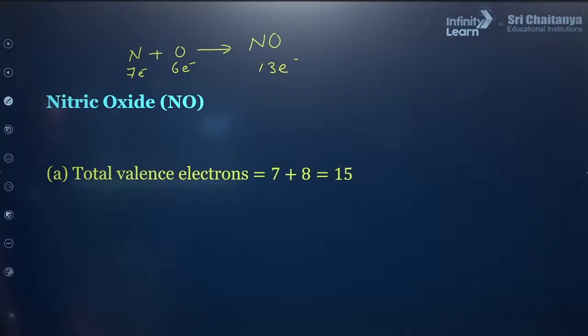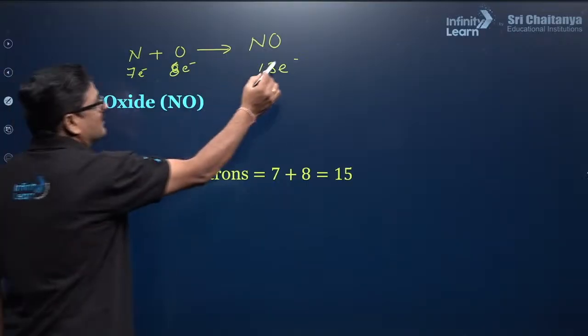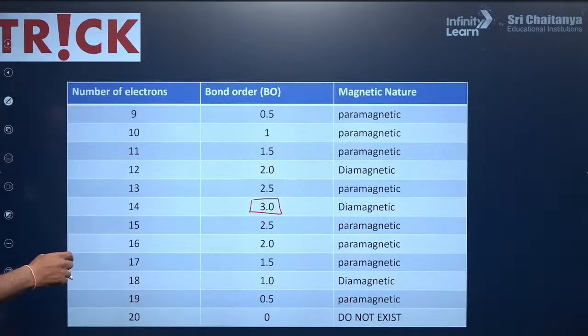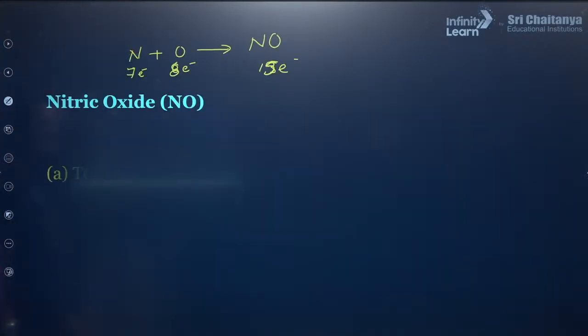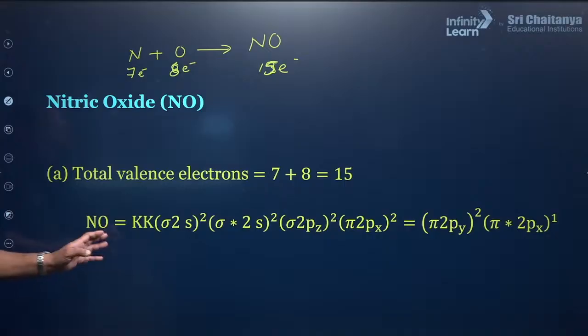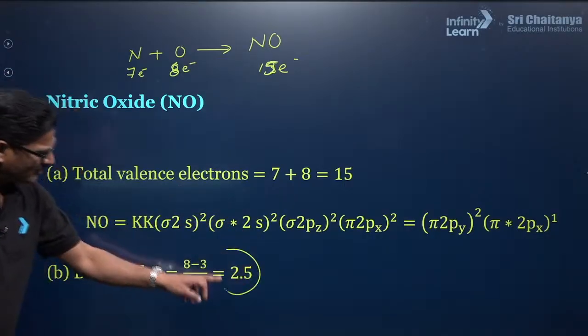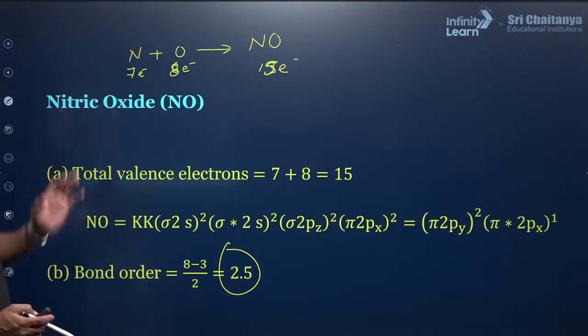So, 7 plus, yeah, total valence electrons, it is 8, okay, 15 electrons. 15 electrons means it is going to be 2.5. Again, it is going to be 2.5. You can see 2.5, right? Simply write the electron configuration, calculate the bond order. Again, 2.5. You got it now?